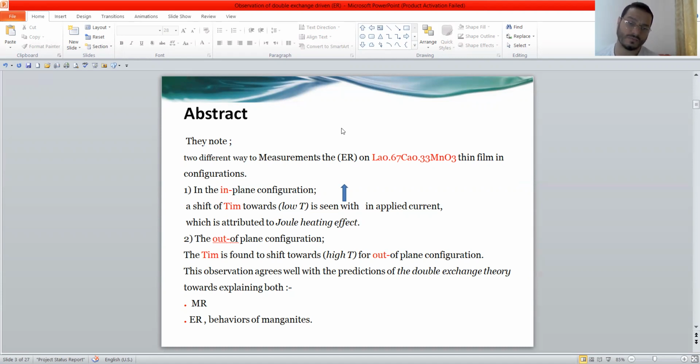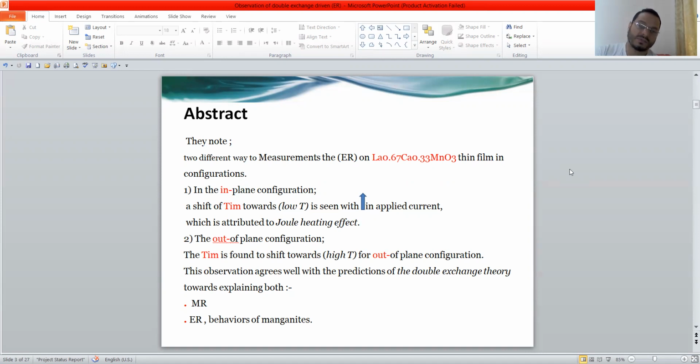The first one, in-plane configuration, shows a shift of the metal-insulator transition toward low temperature. Here we will note we are dealing with low temperature, and when we try to illustrate the image, we will understand all of these ideas better. This is with increasing the applied current, which is attributed to the Joule heating effect.